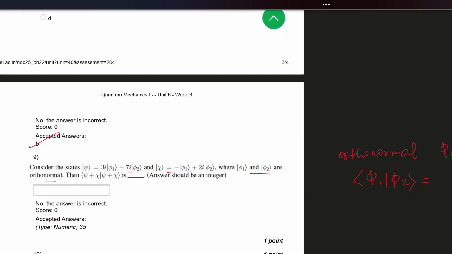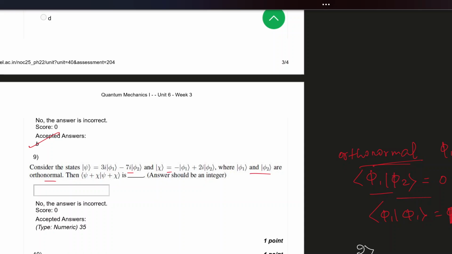Phi1 and phi2 being orthonormal means they are orthogonal to each other. That means the product <phi1|phi2> will be 0, but they are normalized individually, like <phi1|phi1> equal to 1, and <phi2|phi2> equal to 1. Similarly <phi2|phi1> will also be 0, right? So this is the condition for orthonormal vectors, and with this relation you have to find out what is, let us solve it here only, psi plus chi, psi plus chi.